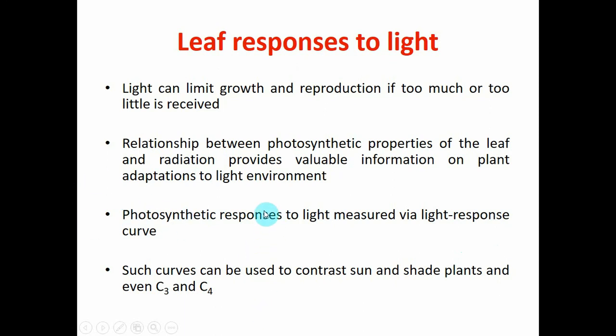Put a star, put an exclamation point. Light response curves are so important. And these same curves can be used to compare sun and shade plants and also C3 and C4 plants. So we can use photosynthetic curves which compare the photosynthetic rates to light. We can compare sun and shade, and we can compare C3 and C4, which is what we're going to do.